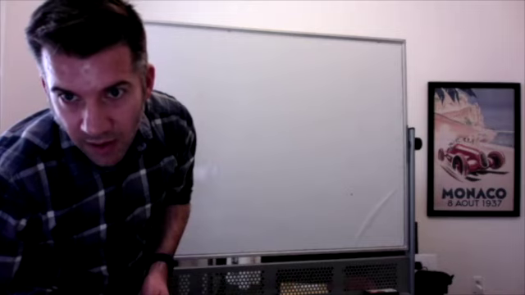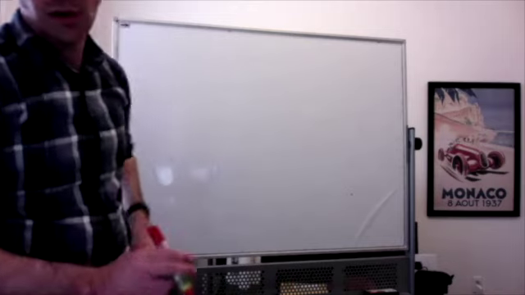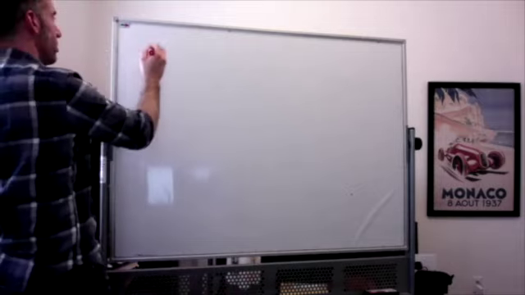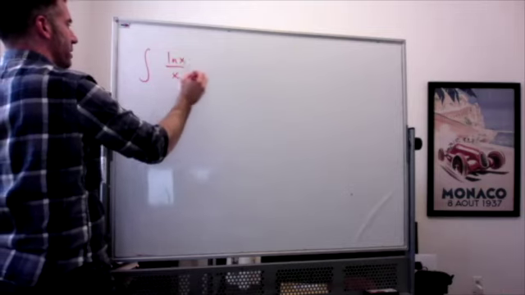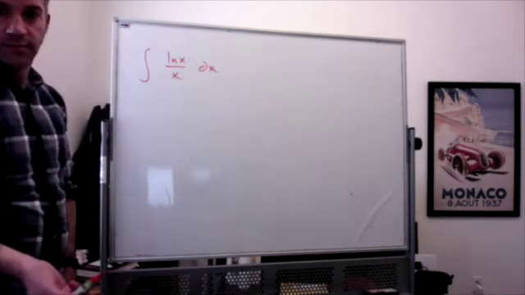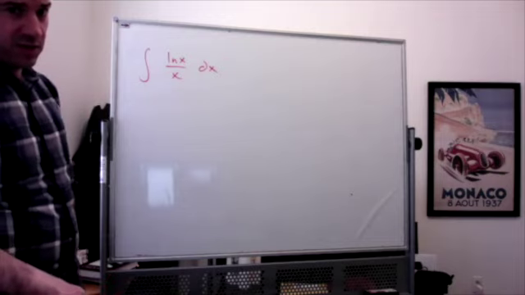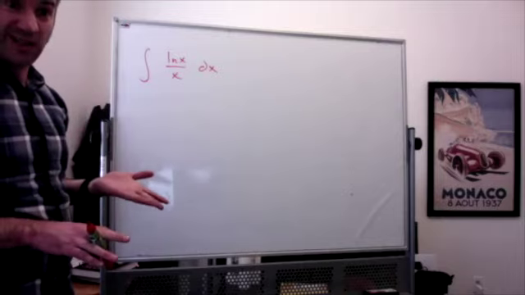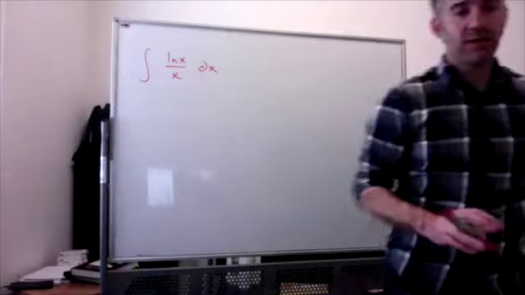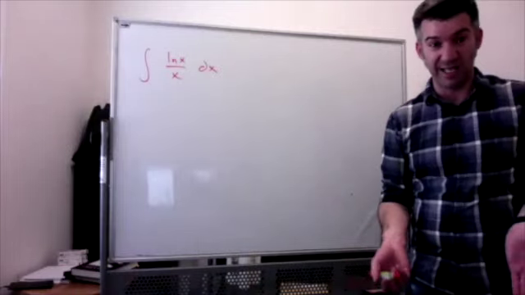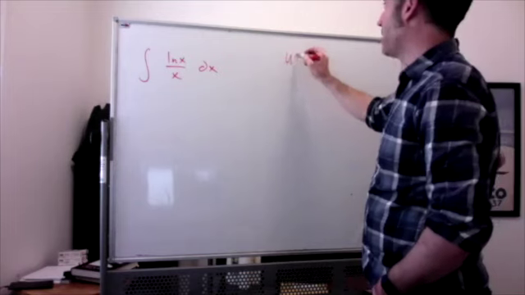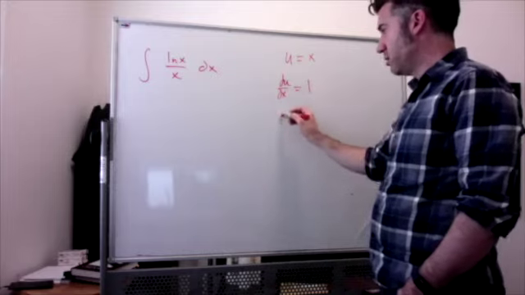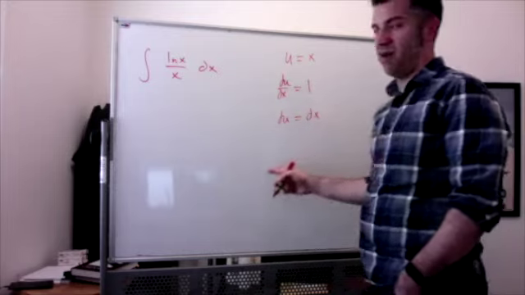Okay. Let's look at a couple more. Let's look at the integral of natural log of x over x dx. So here, we never want to choose u equal to x. Not because it's bad necessarily, but it's not going to get us anywhere. If you choose u equal to x, then the derivative is equal to 1, so du is equal to dx. And then look what happens.